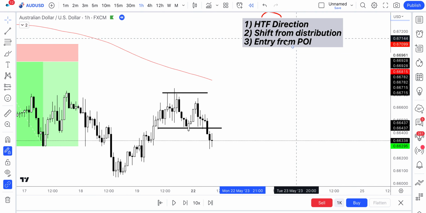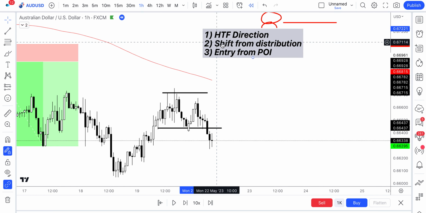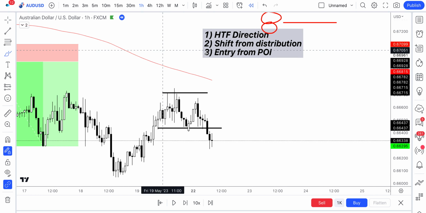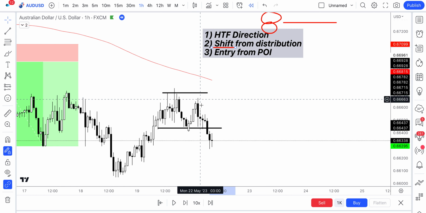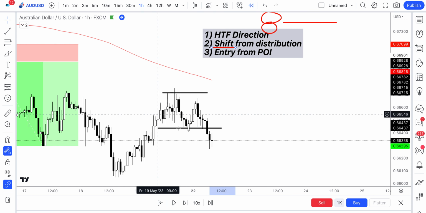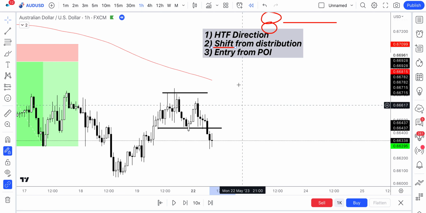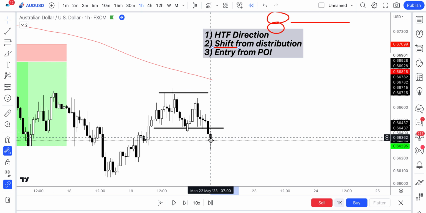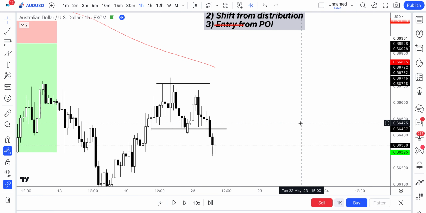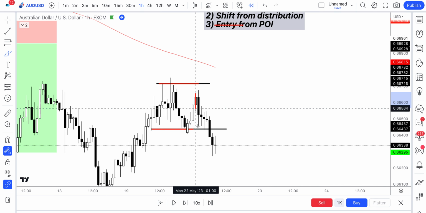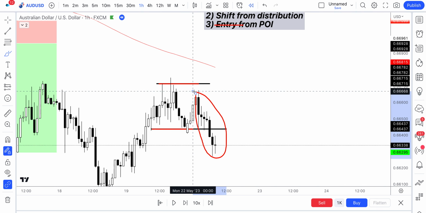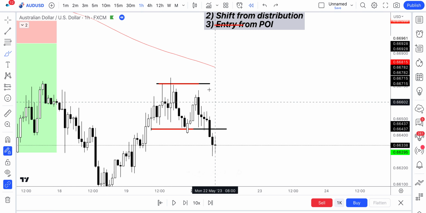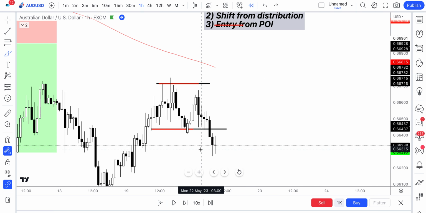Okay, so now that we've identified our distribution phase, we then want to identify the shift from the distribution. And what I mean by that is we want to see a strong break to the downside out of the distribution range. Then we are interested and we can start to look and zoom in for a pinpoint entry. So this is our range here, guys, and you can see that price impulsively breaks down below our range. So this is our confirmation that price and the institutions are more than likely looking to send this market lower.